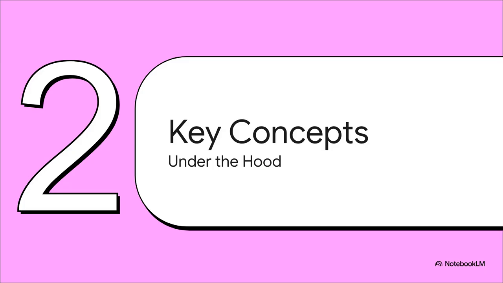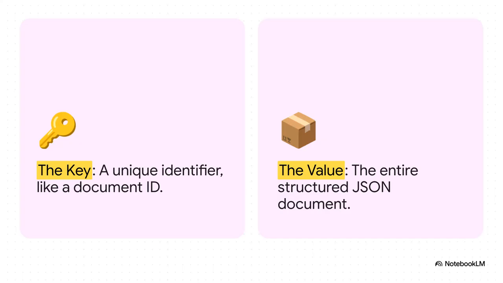Section 2, understanding key concepts. Okay, now that we have the concepts down, let's translate those metaphors into the actual technical architecture running under the hood. At its core, the database uses a pairing system. You have a unique key, think of it as a document ID like 1234, and that's mapped to a value. But here's the magic. That value isn't just a single word. It holds the entire nested JSON object containing all the related data. So that's John Doe's name, his email, and a nested list of all his past orders, all in one chunk.